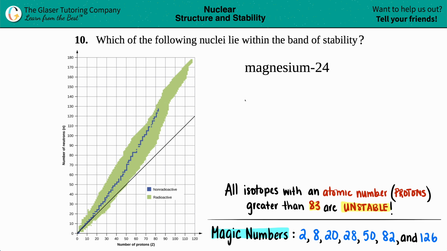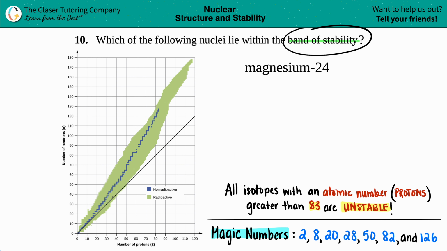10. Which of the following nuclei lie within the band of stability? And we have magnesium-24. Okay, so is magnesium going to lie within the band of stability? Meaning, is it a stable isotope? If you are in the band of stability, you are a stable isotope.